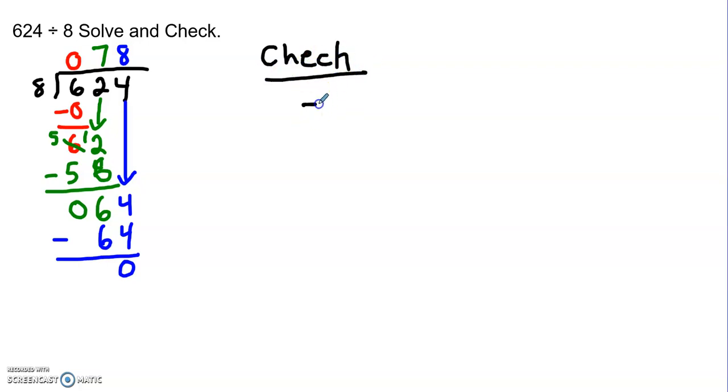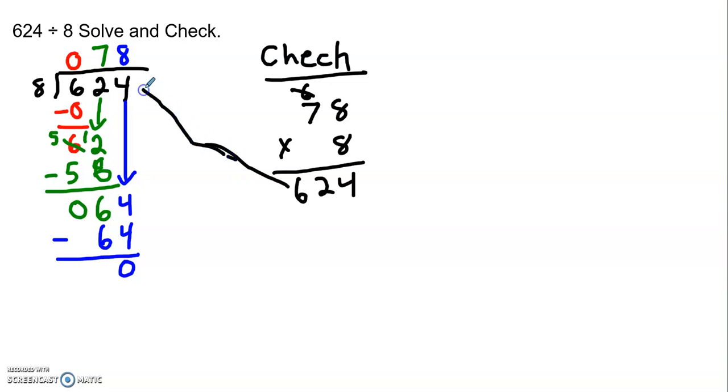So my check is my quotient of 78 times my divisor of 8. So 8 times 8 is 64. So I'm going to bring down the 4 and I'm carrying the 6. 8 times 7 is 56. 56 plus 6 gives me 62. So I'm going to write the 62 as I have nothing else to multiply. And I notice that these two numbers are the same. So I know that my final answer is 78. So I'm going to write 78 and I'm going to circle 78.